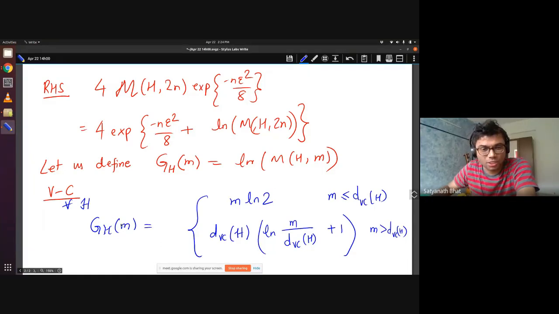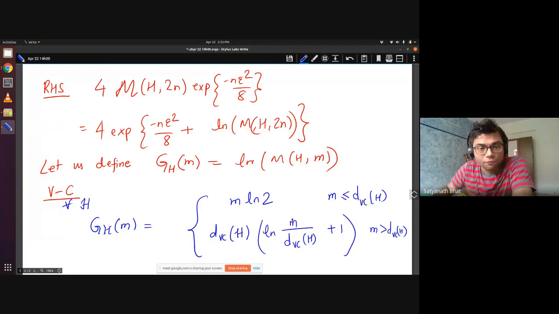So now, just to make life simple, I'm calling 2n equal to m. Okay, so I've written it as m. So basically what VC showed is that there are two regions where these growth functions have a particular value. In one region, which is less than the VC dimension, the growth function is linear. Can you see that? It's linear in m. Whereas in the second region it's logarithmic in m.